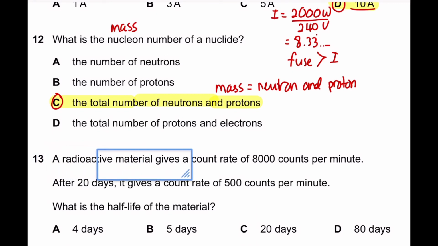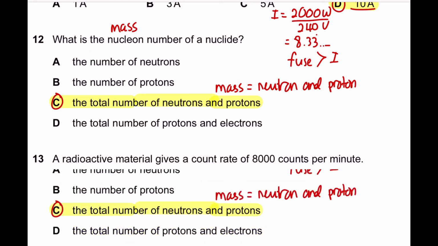Question 13. A radioactive material gives a count rate of 8,000 counts per minute. After 20 days, it gives a count rate of 500 counts per minute. What is the half-life of the material? Alright, this kind of question, I'll approach it differently. First, I'll write 8,000 counts per minute. You don't have to write that down, just need the number here. And then on the far right side, we'll write the number 500.